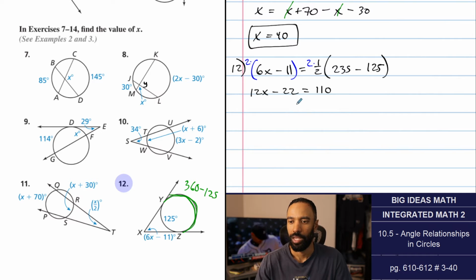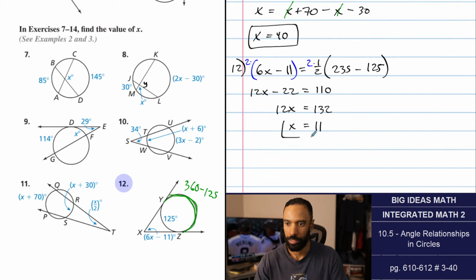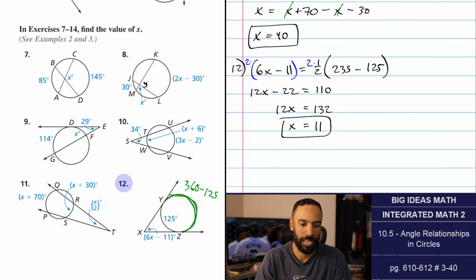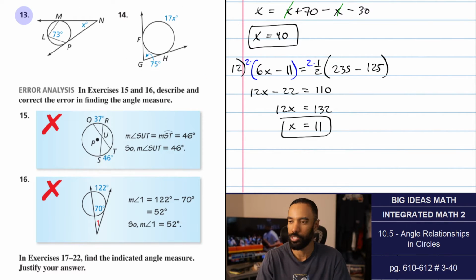There we go. Now we add 22. 132. Now x equals 11. Does that look better to you guys? I think that at least it's a whole number this time, so I feel a little bit better about the answer. I'm going to go with it. All right, number 13. We have two more, I think, that are like this. Number 13.